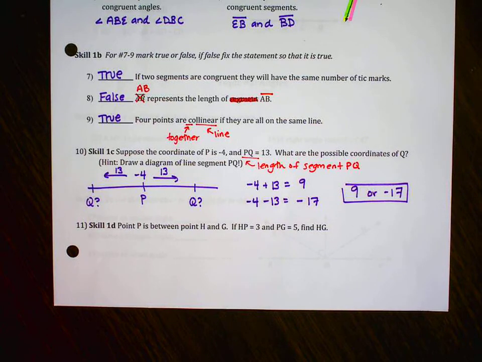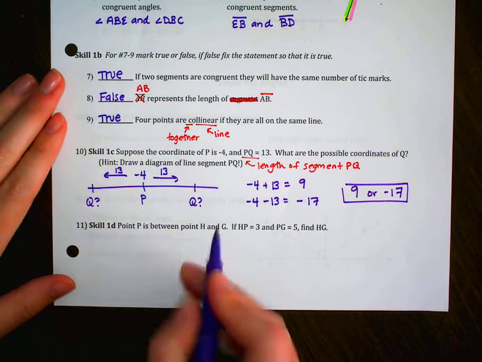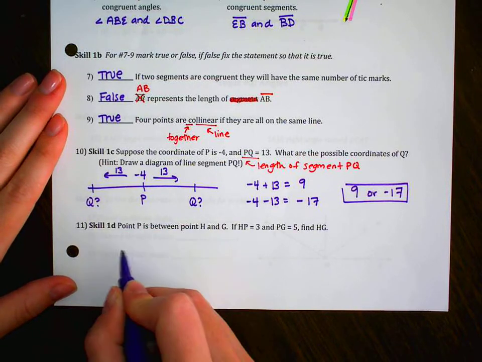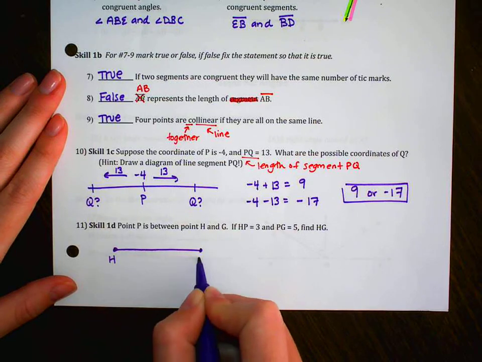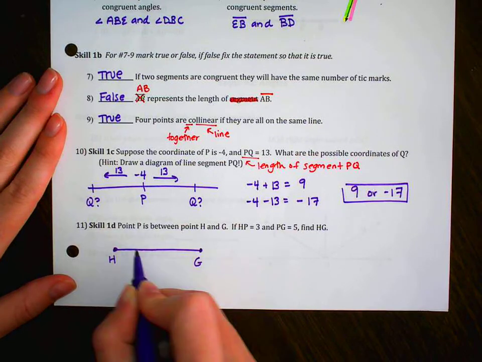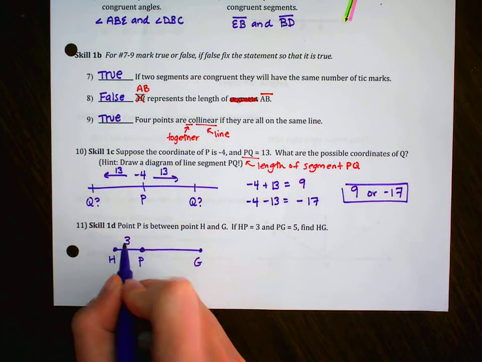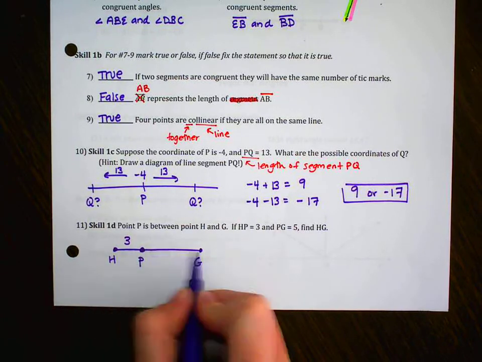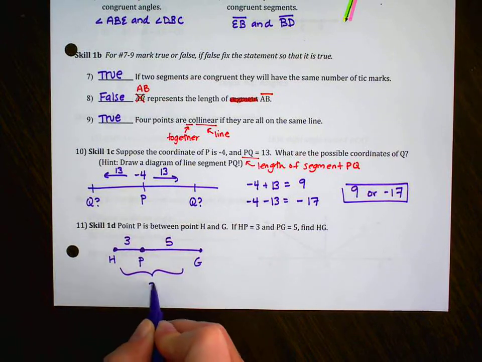Okay, number 11. Point P is between H and G. So here's H and G. We know that P is somewhere in between. HP has a length of 3. PG has a length of 5. We want to find the length of HG.